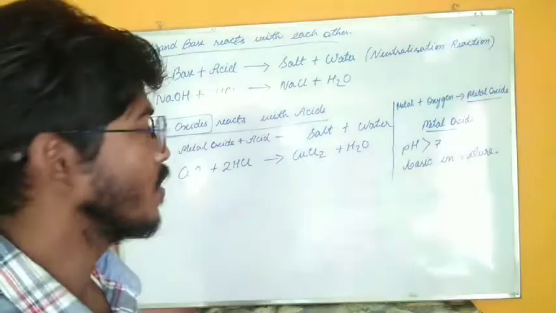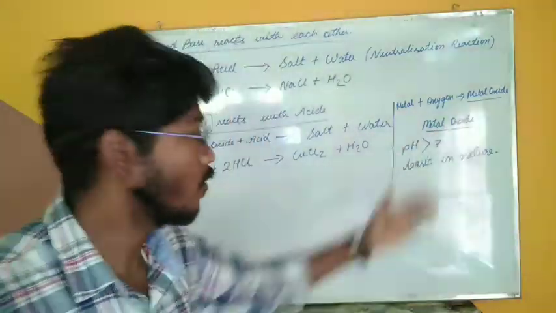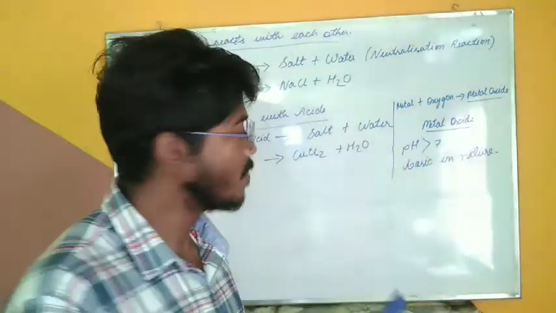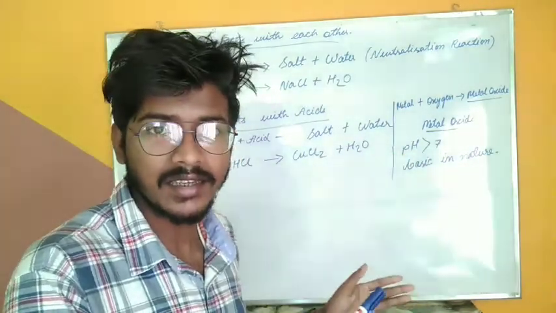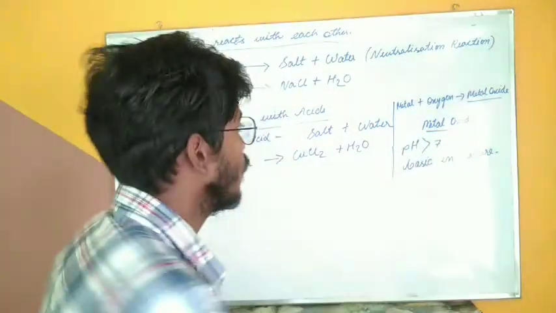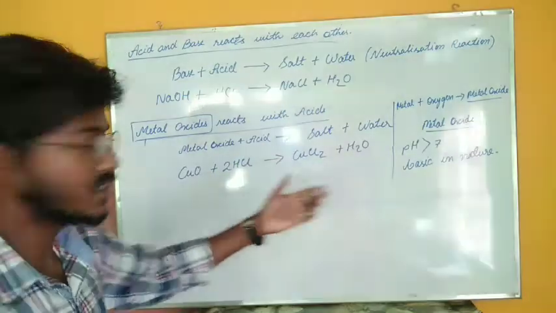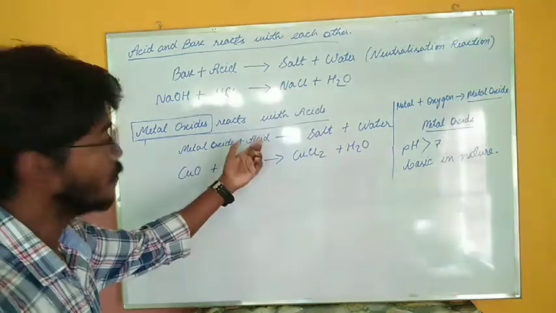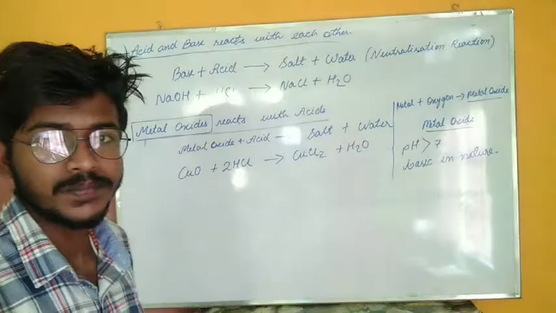And you should always remember the pH value of a metal oxide is above 7. Above 7 means it is basic in nature. So below 7 is acidic in the pH scale and above 7 is basic. So metal oxide is basic in nature, and since it is basic in nature, I can consider it as a base. So base plus acid will always give the same product, salt plus water.